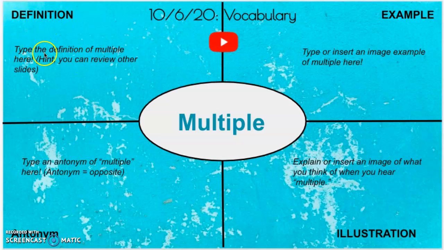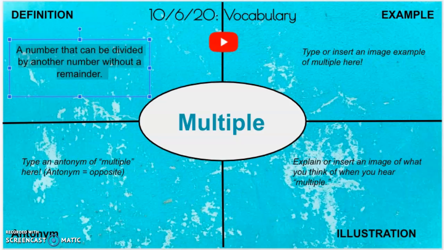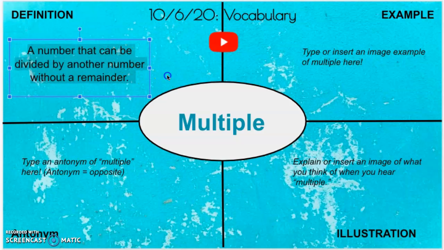We're going to type our definition here. You can go from the previous slides from last week, and you'll find that the definition is a number that can be divided by another number without a remainder. So the definition of a multiple is a number that can be divided by another number without a remainder.